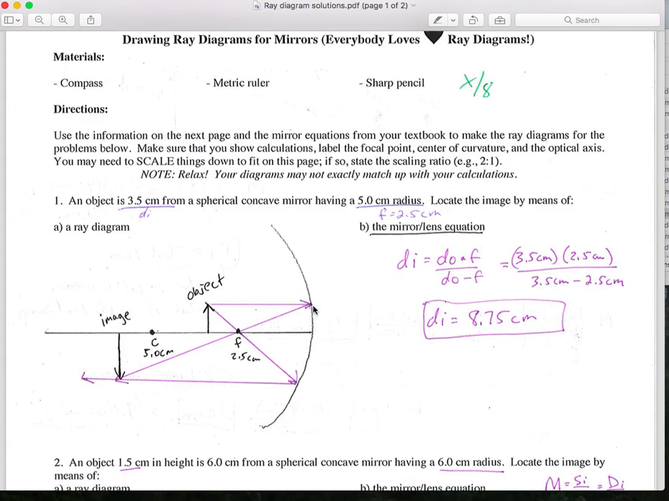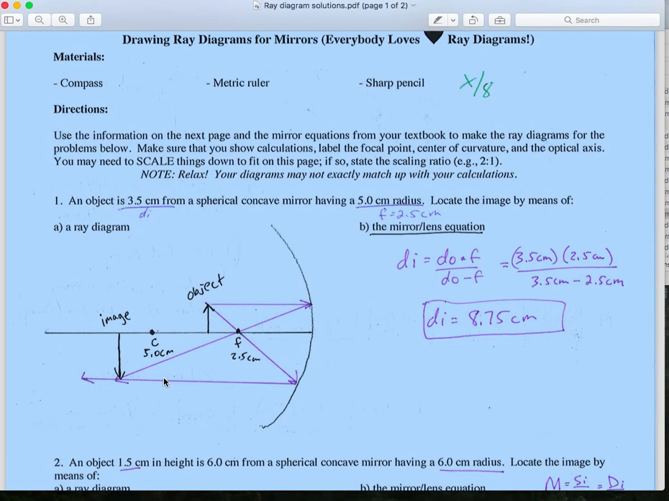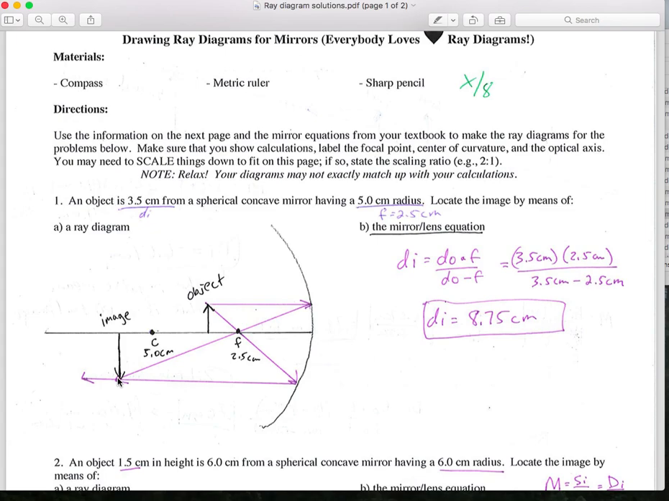One ray goes in straight or parallel to the optical axis, and it comes back through the focal point. A second ray you can draw is coming through the focal point, and it reflects back parallel to the optical axis. Those two rays cross right here, so that's where my image location is.